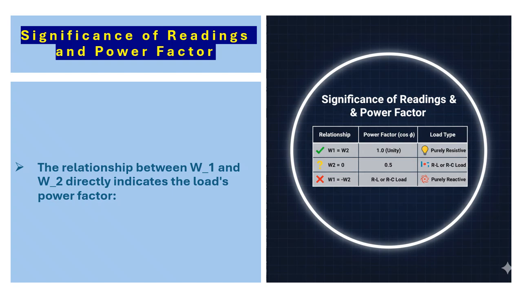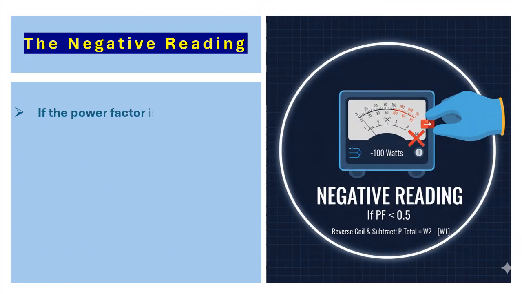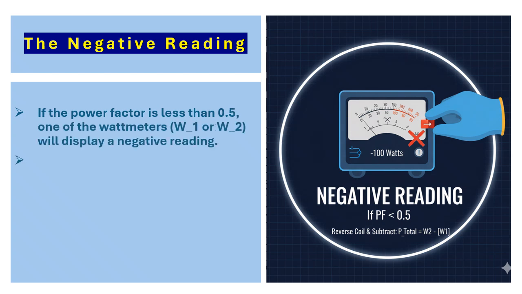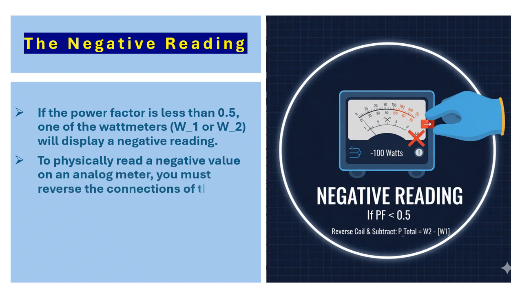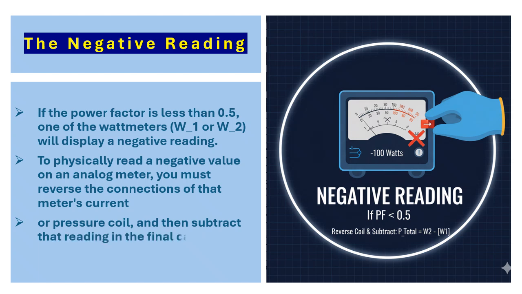The negative reading. If the power factor is less than 0.5, one of the wattmeters, W_1 or W_2, will display a negative reading. To physically read a negative value on an analog meter, you must reverse the connections of that meter's current or pressure coil, and then subtract that reading in the final calculation. P_T is equal to W_2 minus the absolute value of W_1.